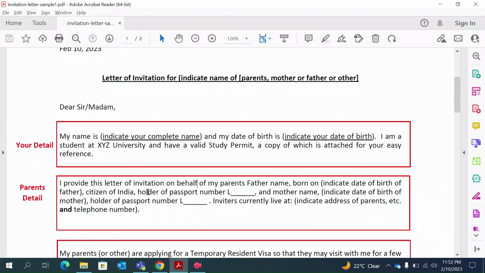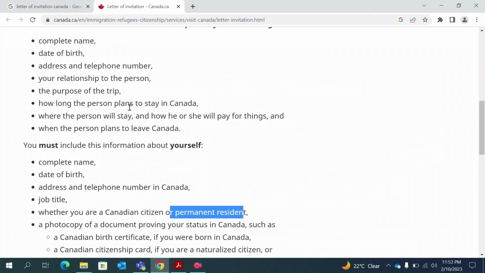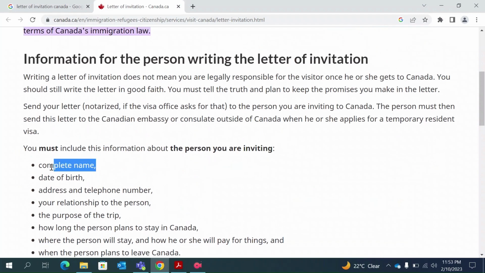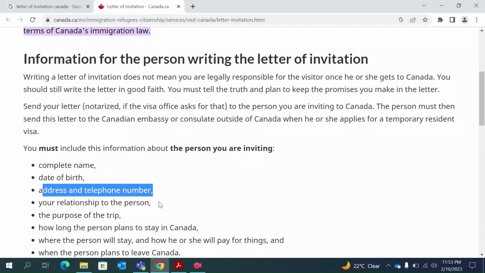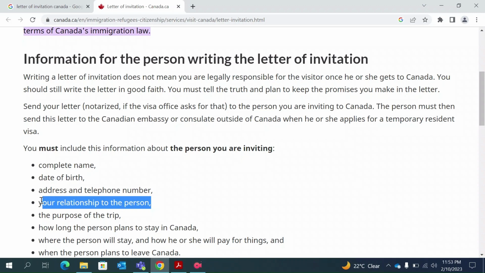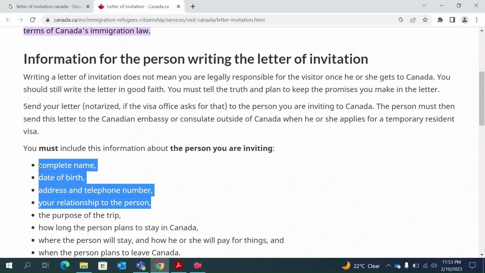So I have mentioned over here, I provide this letter of invitation on behalf of my parents. So we have talked about the relation, their name, their date of birth, their address, and their telephone number. Let us check the website now. So name, yes, we have provided that. Date of birth, yes. Address and telephone number, yes. Relationship to that person. So these five points we have already covered.